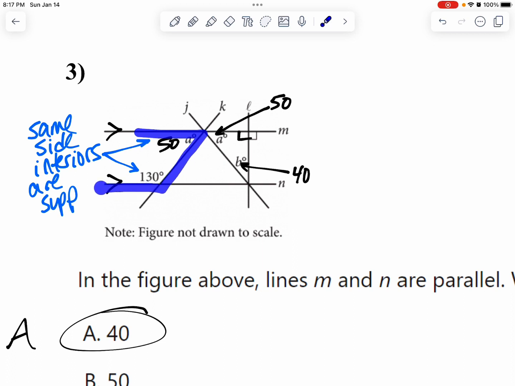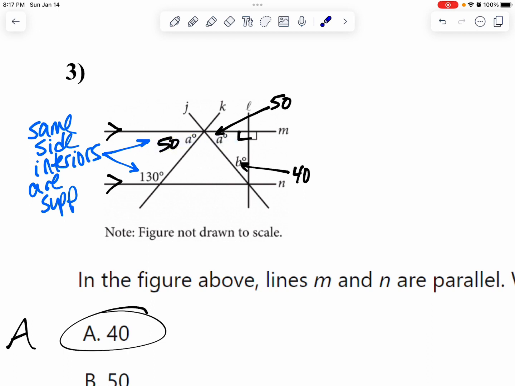And they are on the left-hand side of the transversal, which is line K. They're both on the left, and same side interiors are supplementary. I don't know if you memorized the S's when you were in geometry, same side sup, but that's how I figured out what angle A was. And I noticed there's also an angle A right here, so that's awesome. If this is 50, this is also 50.